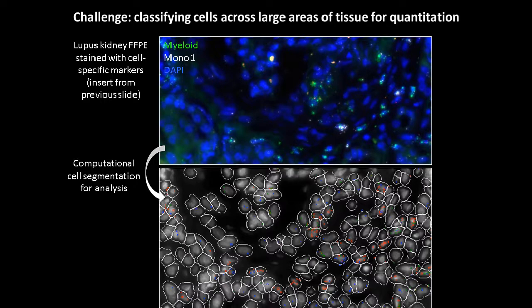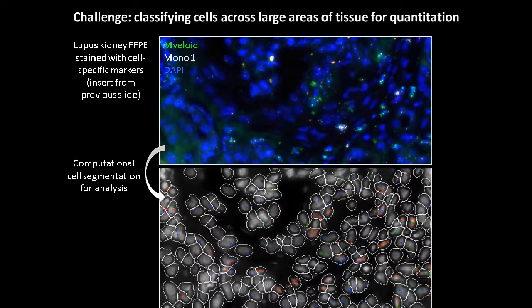On the top side, you can see a raw image and you can see the myeloid staining, and there are small dots. These are FISH spots using the ACD probes. There are also the monocyte 1 spots. You can imagine that staining an entire section and trying to identify what spots co-localize can be tricky, and indeed it is a challenge. The most challenging aspect is being able to classify cells across a large area of tissue for quantitation.